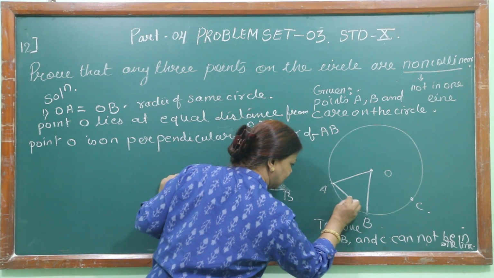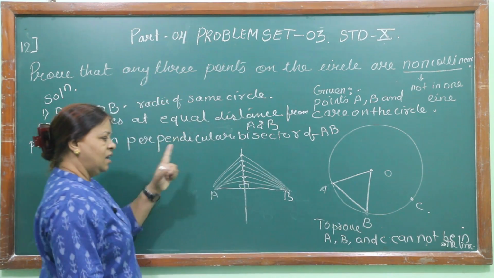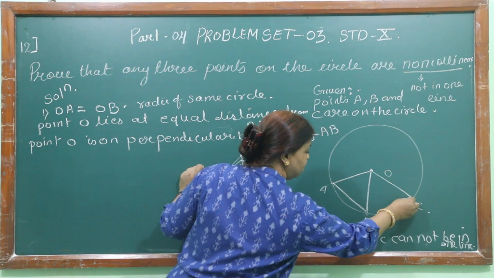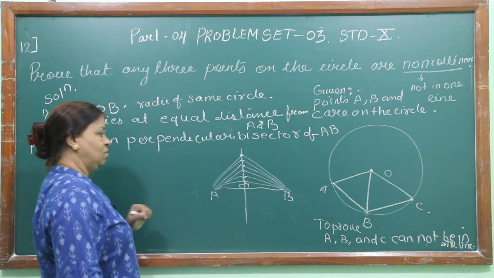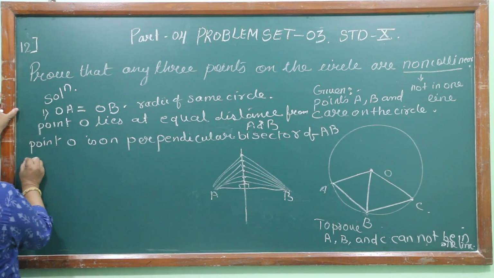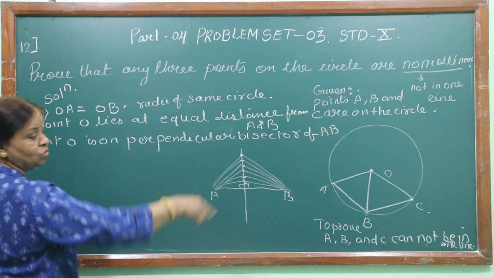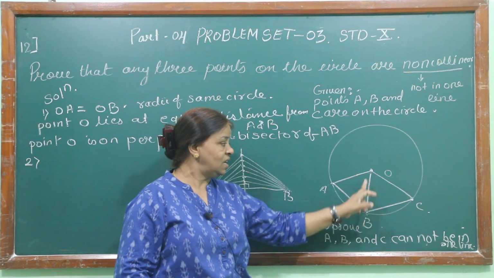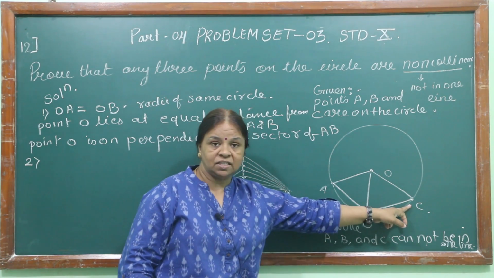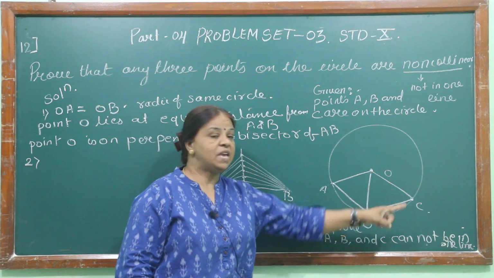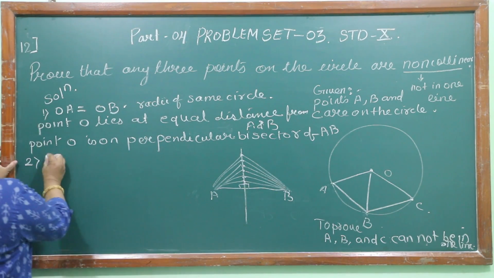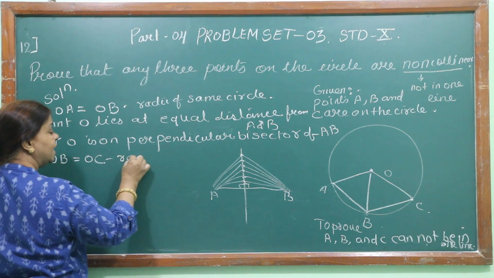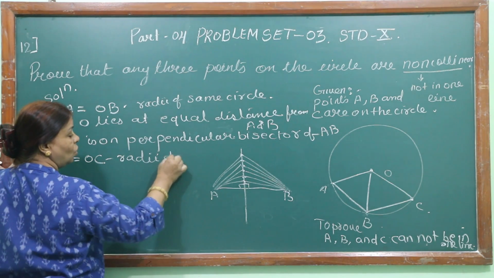Let me join line AB. Now join OC and join BC. What can you say now? Second point about OB and OC, children. O is the center, B is the point on the circle, O is the center, C is the point on the circle. So what can you say about OB and OC? We can say that OB is equal to OC. Again radii of same circle.